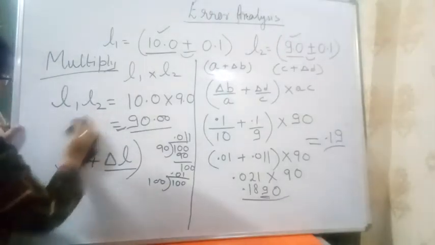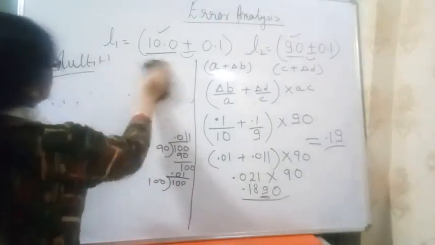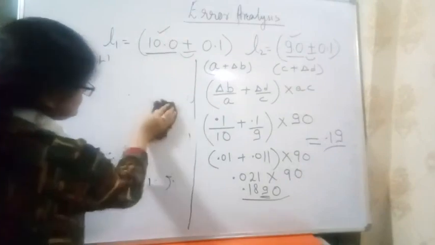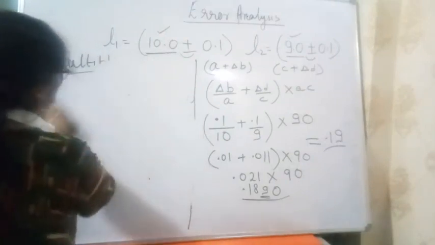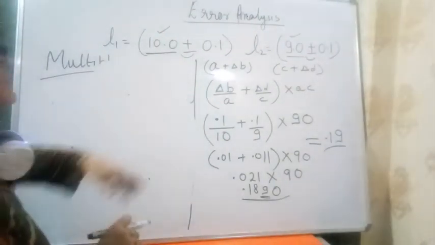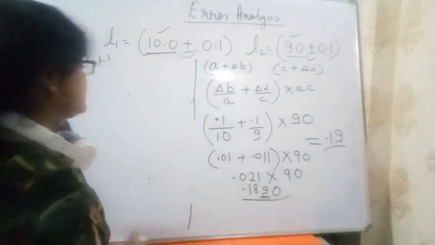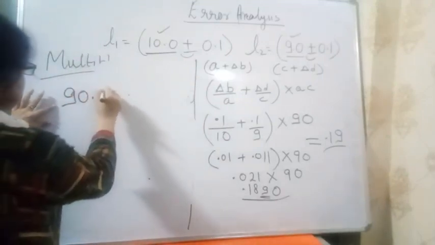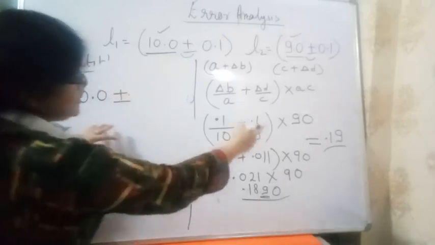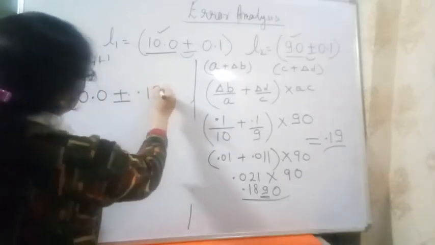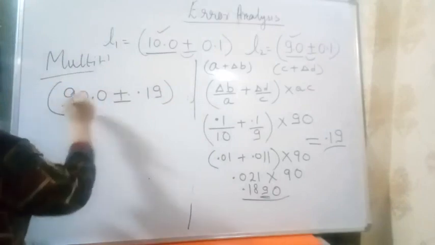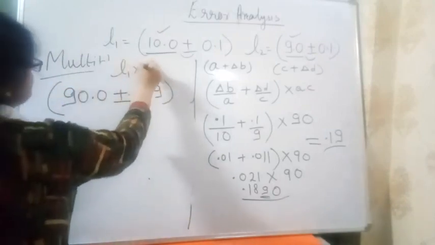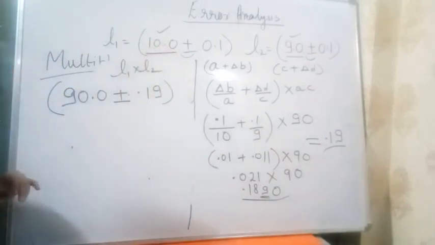So, our answer is, this is the main thing, you just remember this. Our answer is 90.0 plus minus, what is the error? 0.19. This is the multiplication of L1 into L2. Okay?